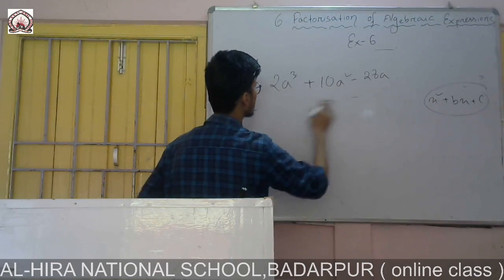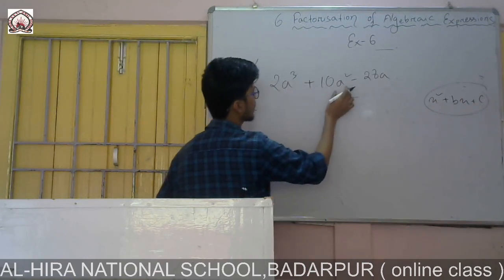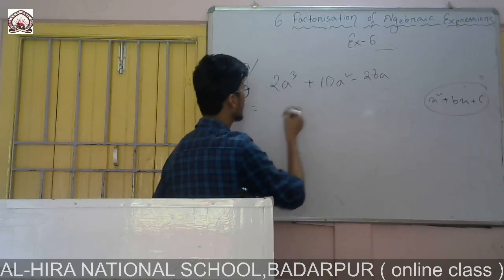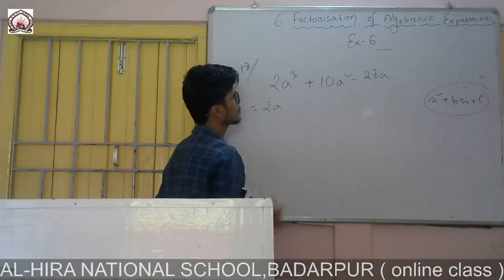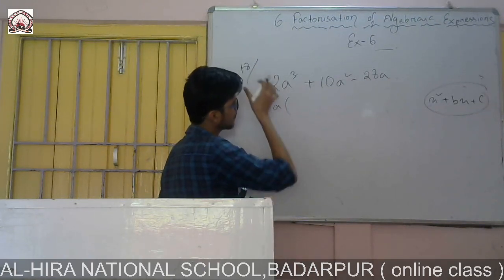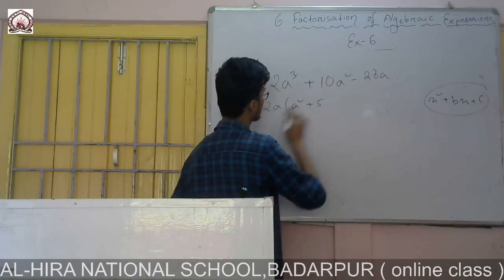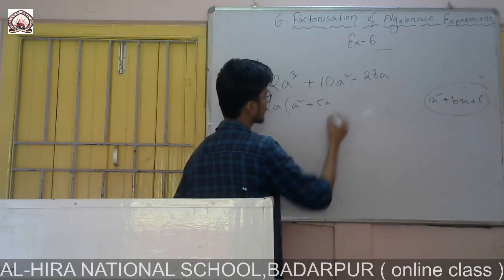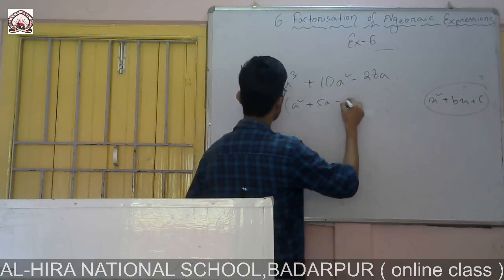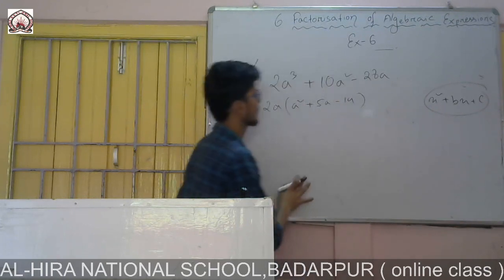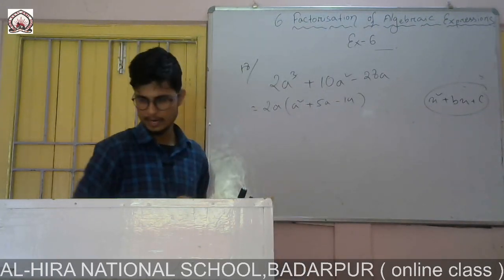So first of all, you see here a cube is there, a square is there, a is there. So from this I can take out common 2 and a also. After taking 2 and a common, there is left only a square. There is left 5, 2 5s are 10. 1 a I have taken, that means only 1 a is left, and there 2 14s are 28. And a I have taken, so no need to write this one.